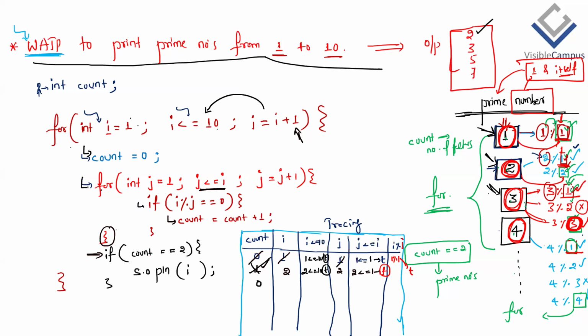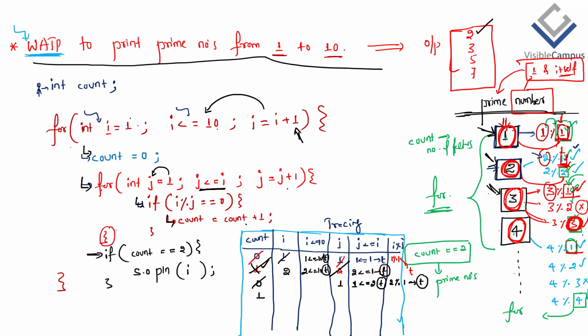The next for loop. What is j value? What are you initializing? j will be initialized to 1 once again. Then j condition. j is 1, less than or equal to i value 2. True or false? True. Then enters into the body. What is the condition? i mod j. What is i value? 2 mod j, which is 1 currently. True or false? True, because 2 modulo 1 is 0 only, no? Then enters into the body. Count will become plus 1.